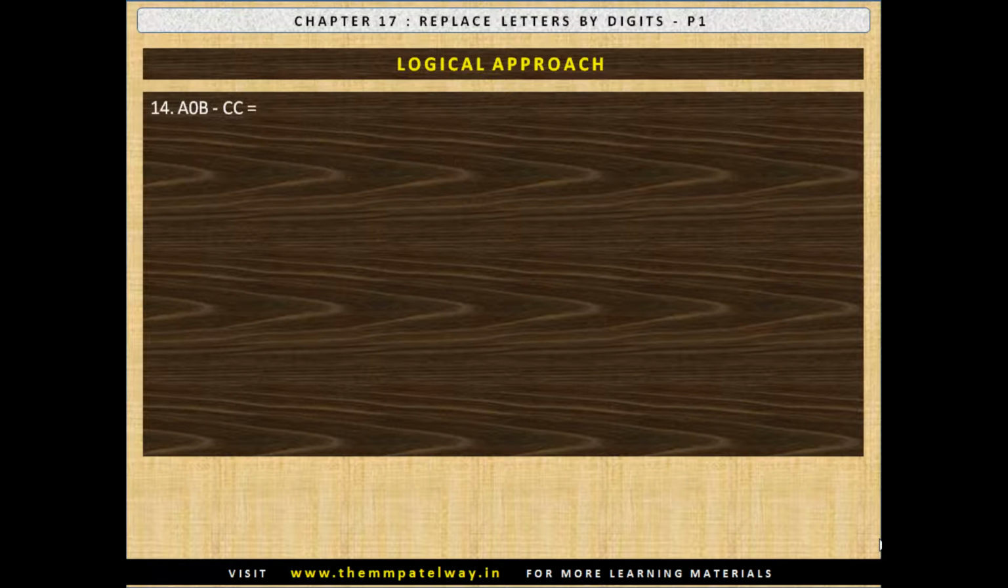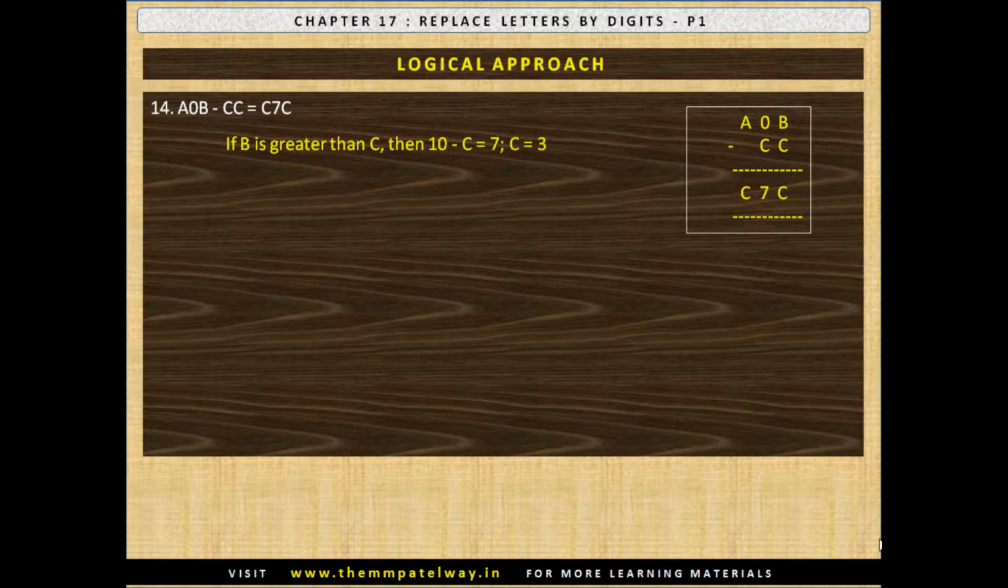Number 14. A0B minus CC equals C7C. Here, if B is greater than C, then 10 minus C equals 7. In that case, C will be equal to 3. If B is smaller than C, then 9 minus C equals 7 and C will be equal to 2. Now taking B as greater than C, B minus C equals C, so B will be twice C, and therefore B will be equal to 6.